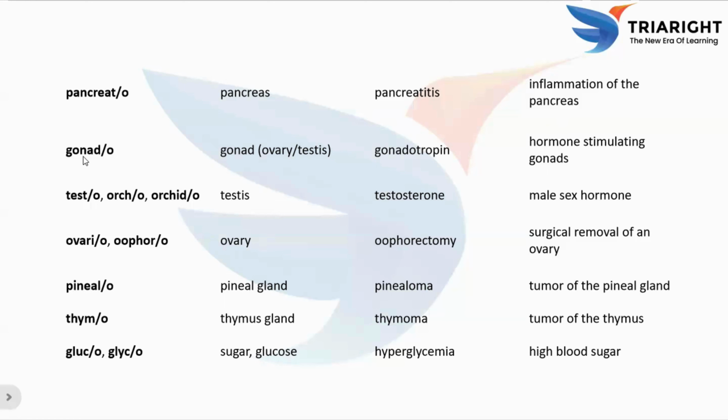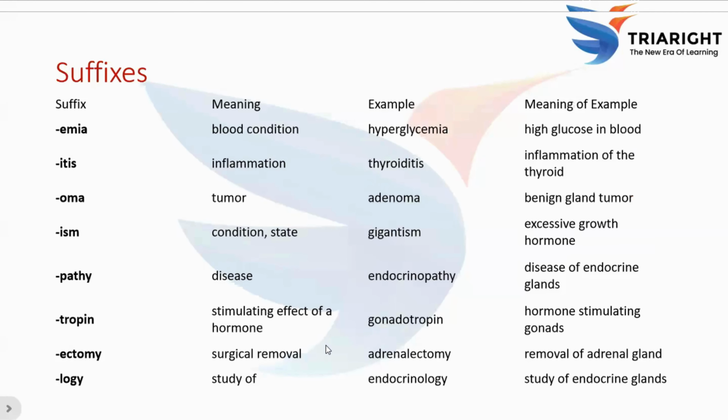And when coming to gonado, gonado means gonad. For example, gonadotrophin. What do you mean by gonadotrophin? It is a hormone that stimulates the gonads to produce the sex hormones. In the same way, testo means testis, and for ovary you have two medical terms, ovario or oophoro. Pinealo means pineal gland, thymo means thymus, and gluco or glyco means sugar or glucose.